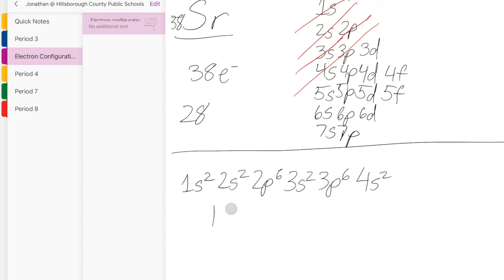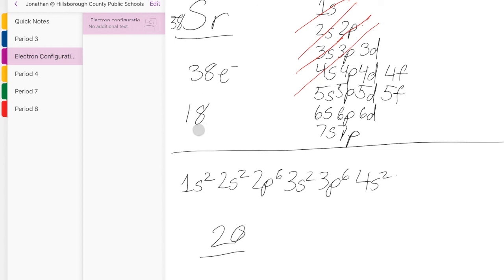We're going to stop there for just a moment, and we're going to figure out how many electrons we've used so far. At first we had 10, so we know we have 10 up to here. Let's count how many more we have. 2, 4, plus 6 is another 10. So we've used 20 electrons so far. That means that we have 18 left, because 38 minus 20 equals 18.